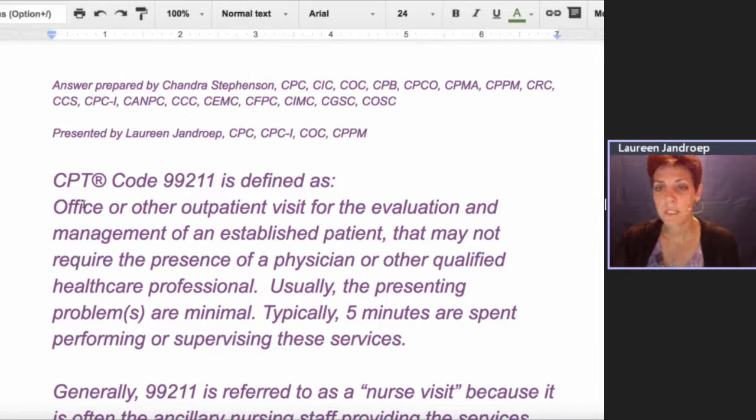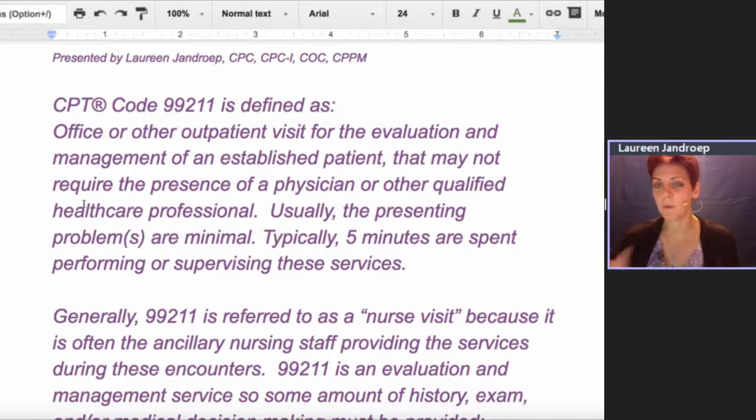So first of all, what's the definition of 99211? We've got our new patient codes and we've got our established patient codes for evaluation and management. 99211 is the first code for established outpatient, but it's very unique. It doesn't have the common 3 bullets like you see with the other codes, like history, exam, and medical decision making. And it's often referred to as the nurse visit code.